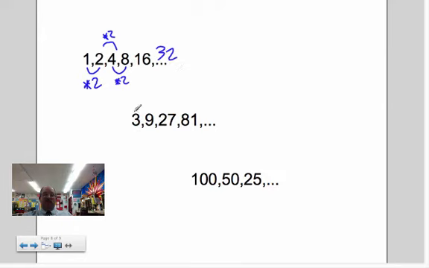Pattern here, well, if we're not sure, we could do, well, what's 9 divided by 3? That's 3. What's 27 divided by 3? That's 3. So my pattern must be, to get to the next number, I'm going to multiply each time by 3. So to get the next term, I'm going to multiply 81 by 3, and that turns out to be 243.